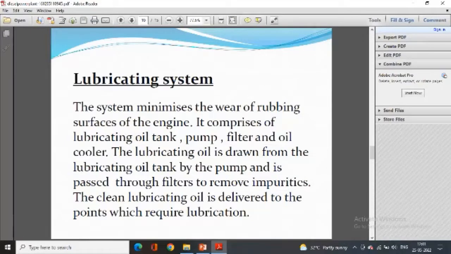The filter is used to remove the dust or impurities from the lubricating oil. And oil cooler: because the temperature of the diesel engine is very high, the lubricating oil also gets heated, and to reduce this, the oil cooler is used. The lubricating oil is drawn from the lubricating oil tank by the pump and is passed through the filter to remove the impurities. The clean lubricating oil is delivered to the points which require lubrication.